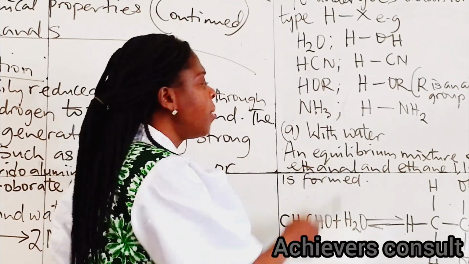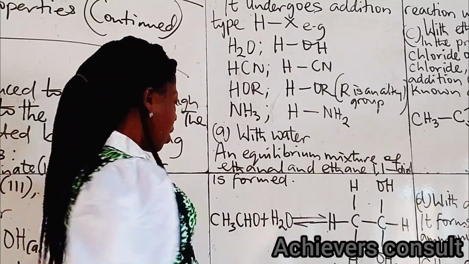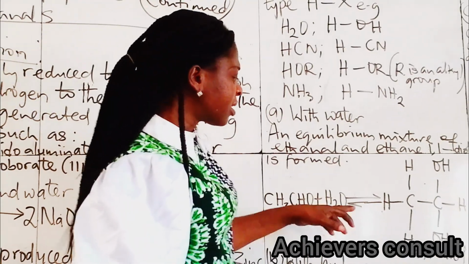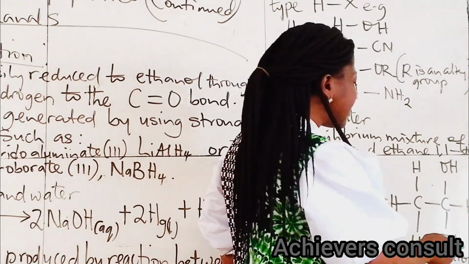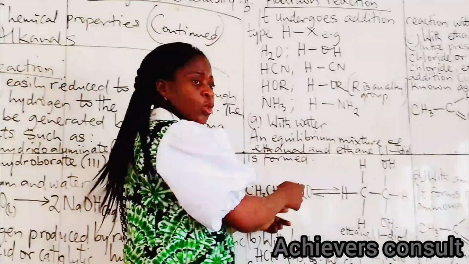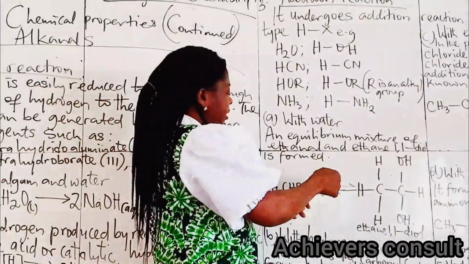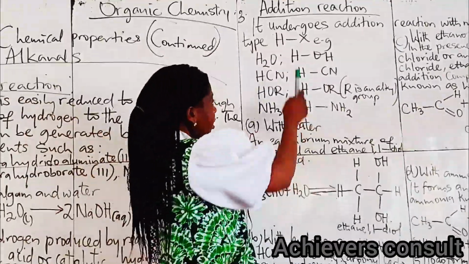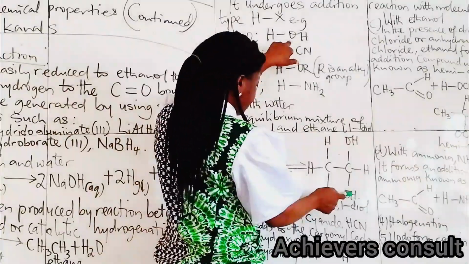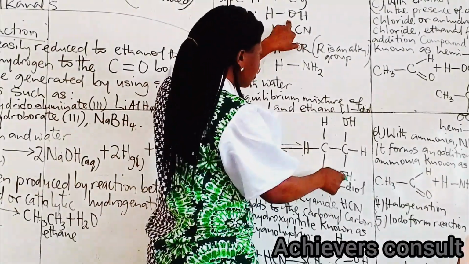With water, an equilibrium mixture of ethanal and ethane-1,1-diol is formed. When ethanal reacts with water, it results in ethane-1,1-diol by the addition of hydrogen from this water. It has hydrogen from water. It extracts the hydrogen, then the hydroxy group is this hydroxy group we have here. This hydroxy group removes one hydrogen and replaces the hydrogen.